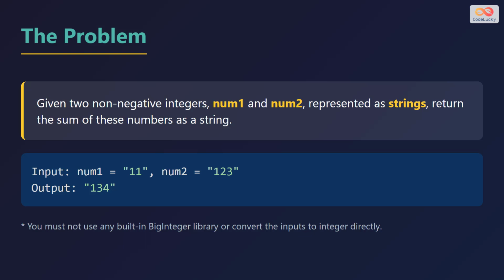Here is the problem statement. We are given two non-negative integers, number 1 and number 2. However, they are represented as strings. Our goal is to return the sum of these numbers, also as a string. A crucial constraint is that we cannot convert the entire string to an integer directly or use BigInteger libraries.